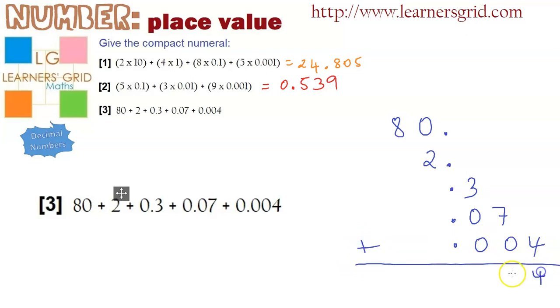So 82.374. That's the answer. And it really is that simple.